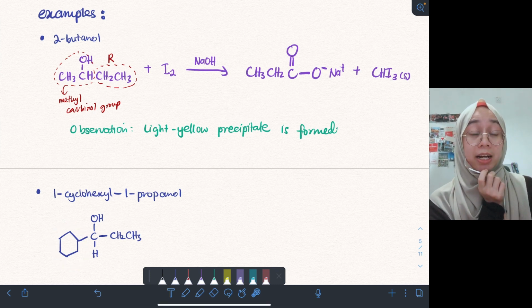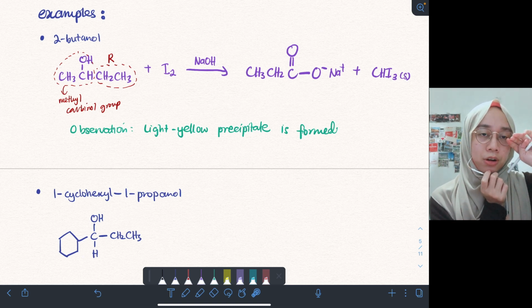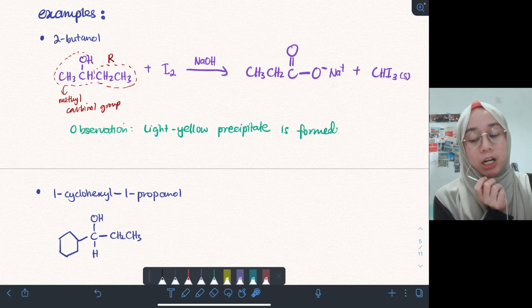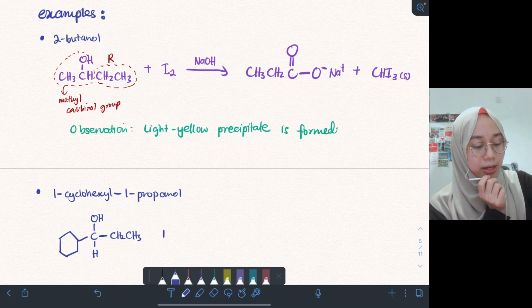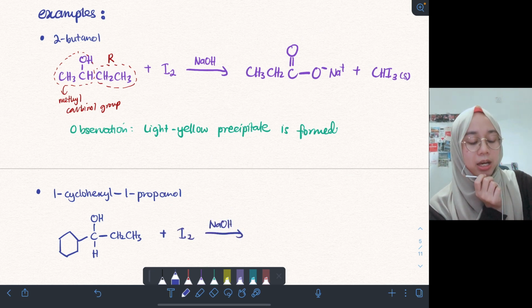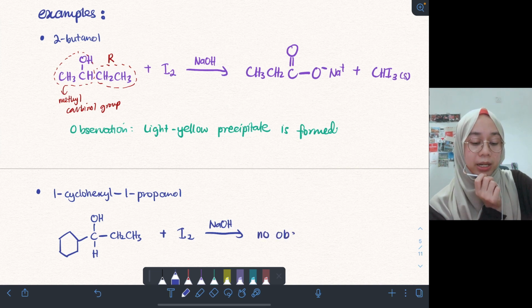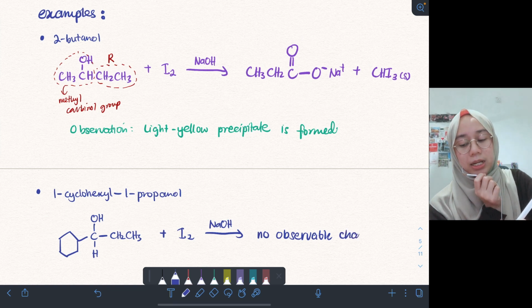So, adakah ini akan bagi positive results for your iodoform test? So, for this one, no class. Okay, so kalau kita kasih reaction dia dengan iodine in the presence of NaOH. Okay, so you won't see any yellow precipitate is formed. Therefore, you just need to write here no observable change then.